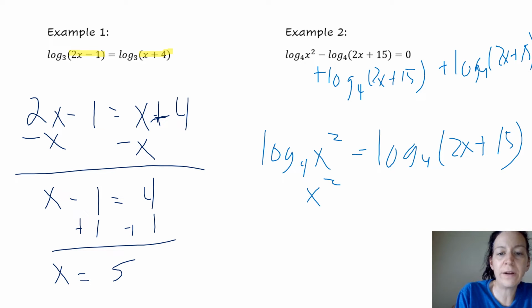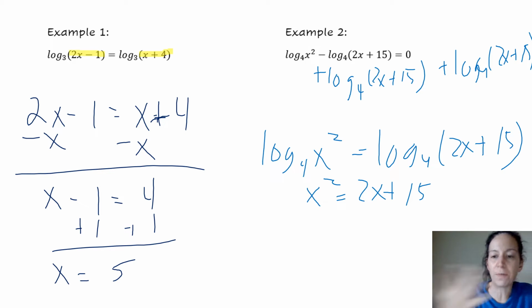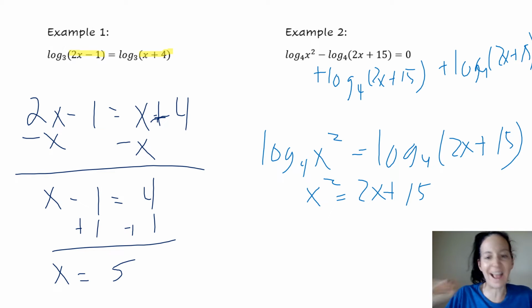So x squared equals 2x plus 15, and then you can proceed to solve whatever equation is left. In this case, this is quadratic. You notice quadratic because of the x squared. So when I do this in class, I'm going to stop and ask that question, and hopefully someone in the class will say, that is a quadratic. And I know because it's x squared.